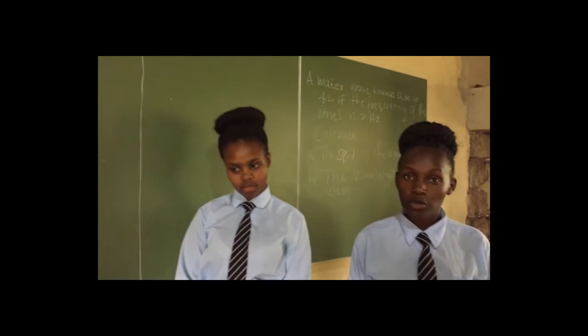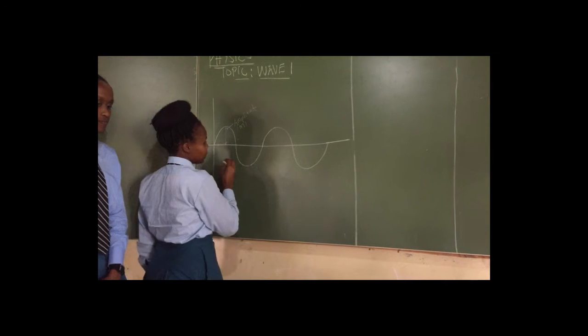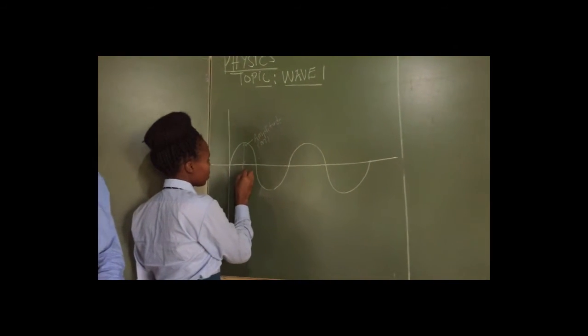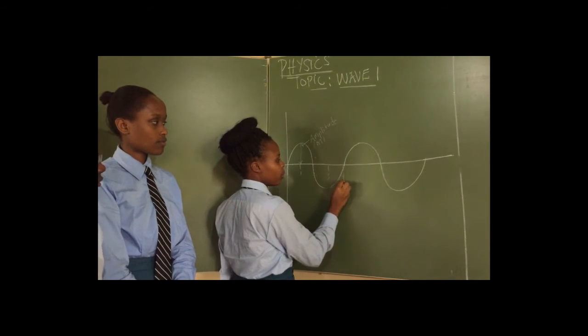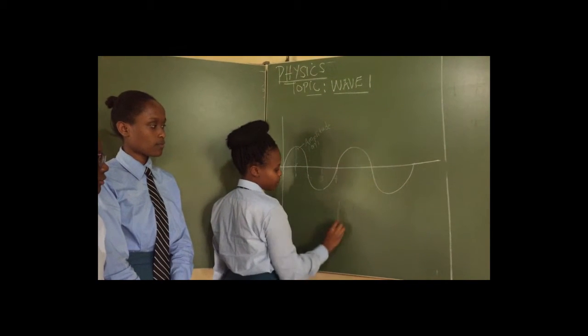We also have frequency. Frequency is the number of complete oscillations made by a particle in 1 second. Its SI unit is hertz. We also have period. Period is the time taken to complete one oscillation. For example, in our diagram, let's assume that we have 1, 2, 3, 4. Therefore, our period will be 4.